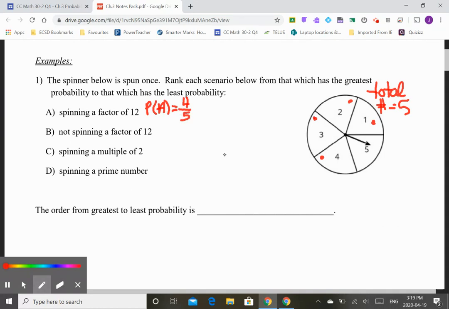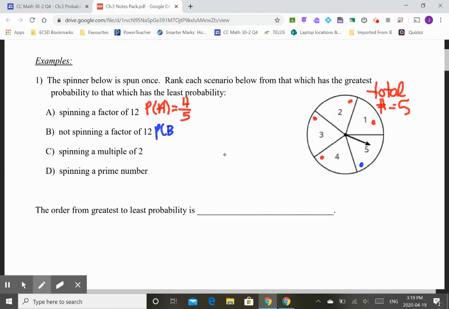Let's have a look at B. B is the probability of not spinning a factor of 12. Well, if 1, 2, 3, and 4 are all factors of 12, 5 is not. And that's the only one on the spinner that's not a factor of 12. So for B, we have 1 favorable outcome, still 5 total outcomes.